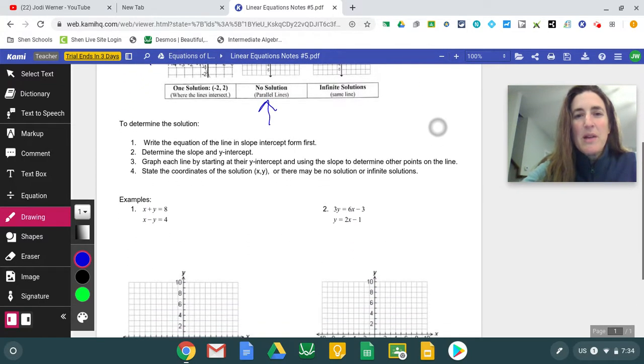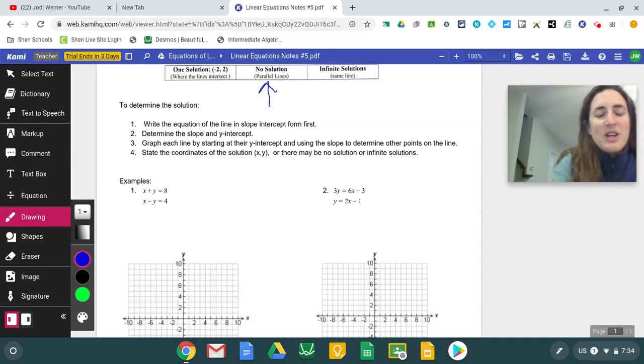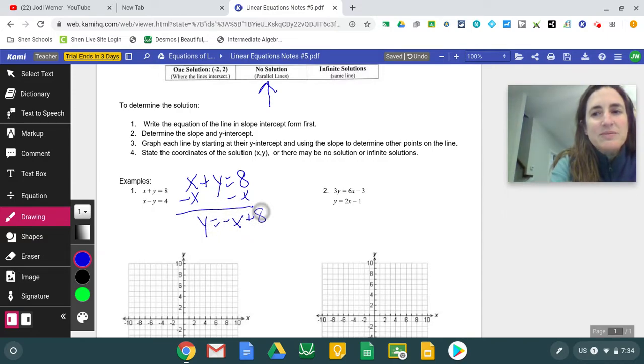Okay, so now I wrote out some steps for you guys here. To determine the solution, you have to write the equation of the line in slope-intercept form first. So we have x plus y equals 8. That's naughty. We have to move it around. So I'm going to subtract x to the other side. So now I have y equals negative x plus 8.